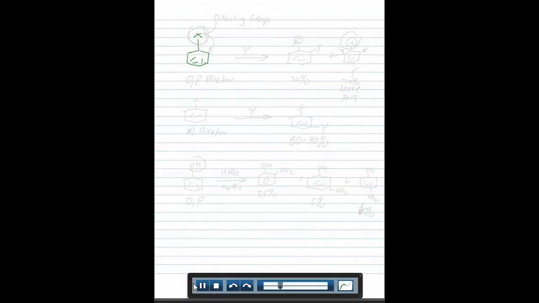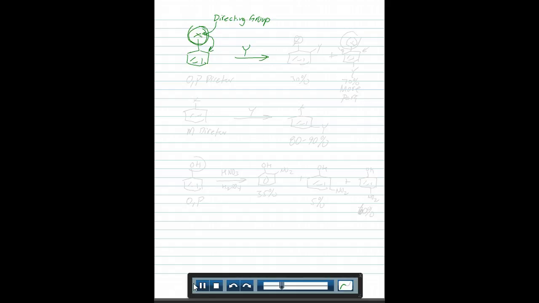Whatever X is on this ring, this is the directing group. It has an effect on the ring, and it tells Y where to go. So X says, all right, Y, you are going to go in the para position, all based off of my properties. So all based off of the properties of X. X has an effect on the ring. It changes the electronics of the ring. So it tells Y where to go.